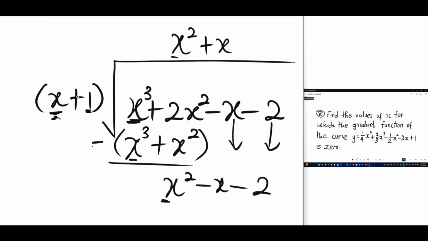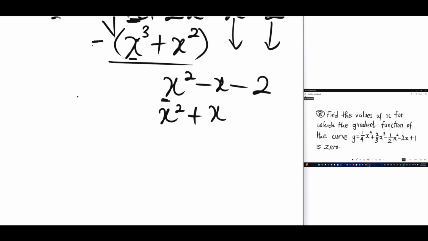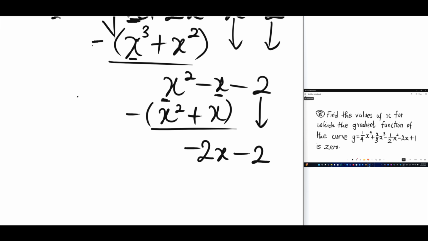Then use the x to also multiply all the terms in the divisor. So we are going to get x times x, x squared. x times 1 gives us positive x. All right. Then you find the remainder. x squared minus x squared will give us 0. So we have negative x minus x, so we are going to get negative 2x. All right. Then you drop this term, so we have minus 2 here.